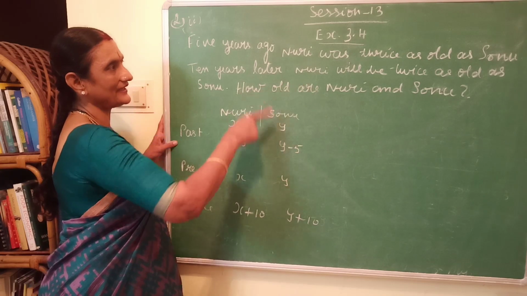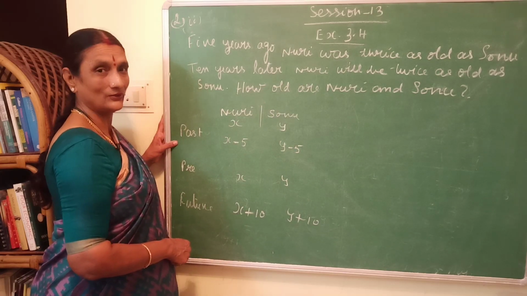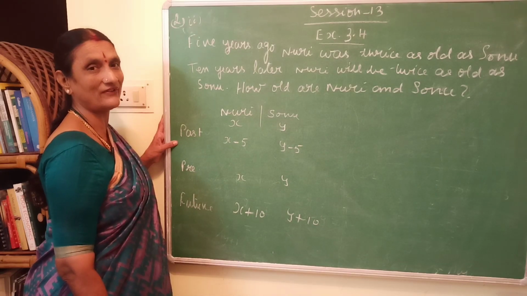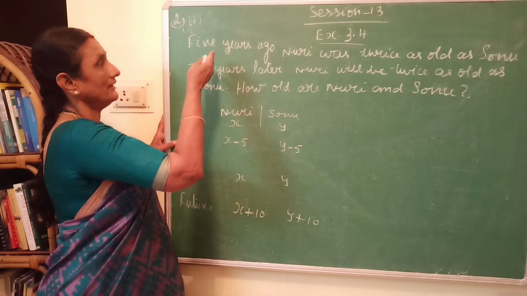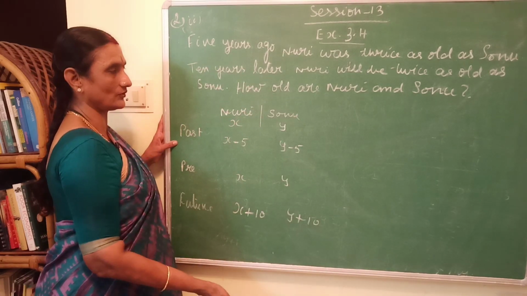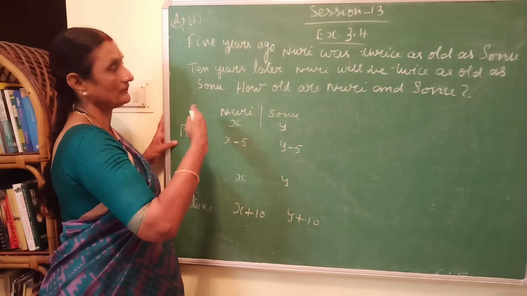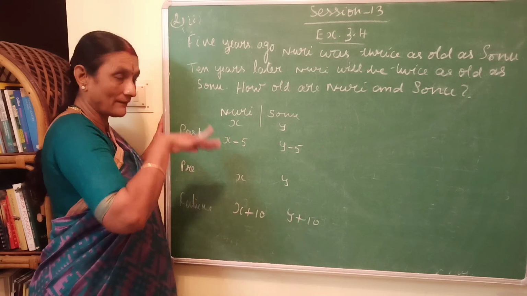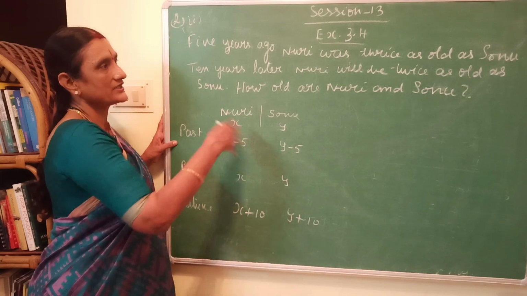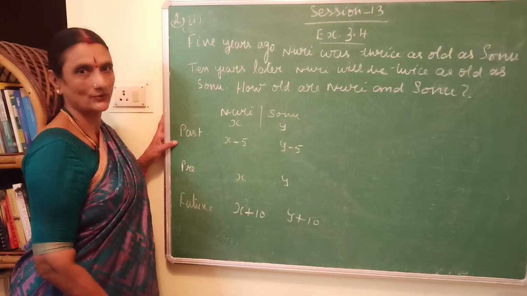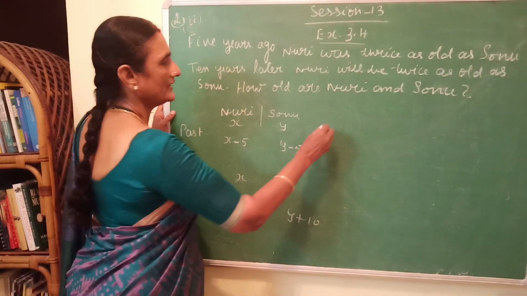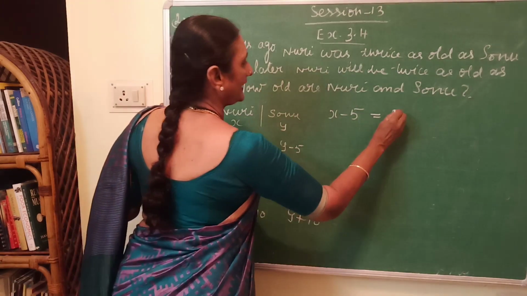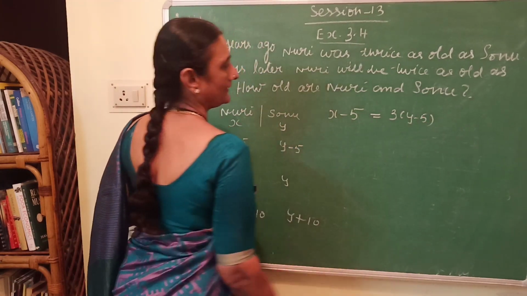Now in order to get the equation, as I have already told you, the difference between the ages will be the same, but the ratio keeps changing every year. So 5 years ago, Noori was twice as old as Sonu. From 10 years from now, she will be twice as old as Sonu. So in the past, your x minus 5, that is Noori's age, will be thrice 3 into y minus 5. Are you understanding?